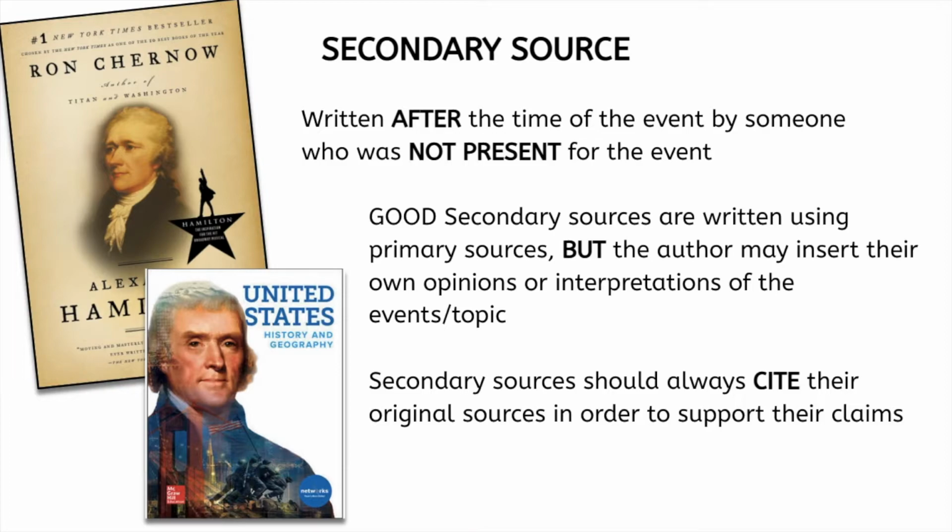Textbooks are another tremendous example of a secondary source. They're written in the modern age, but they use primary sources within them to help teach you or educate you on a certain event. So a good secondary source is written using primary sources, but within a secondary source, the author may insert their own opinions, their own interpretations of the events or topics that they're discussing, so it's not exactly what we might necessarily want to find.